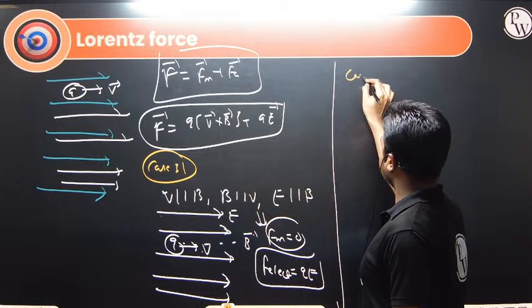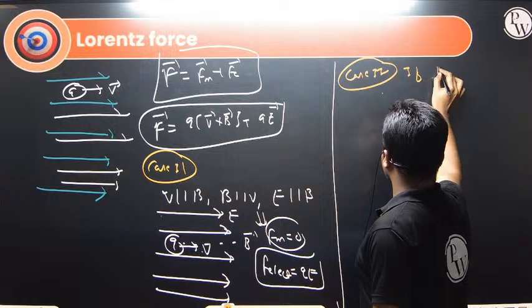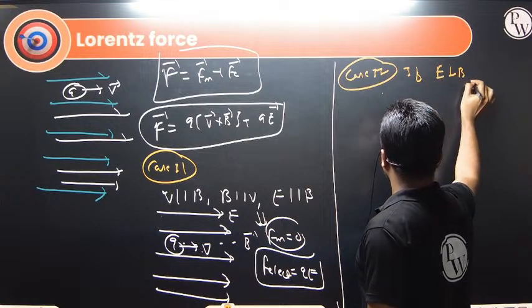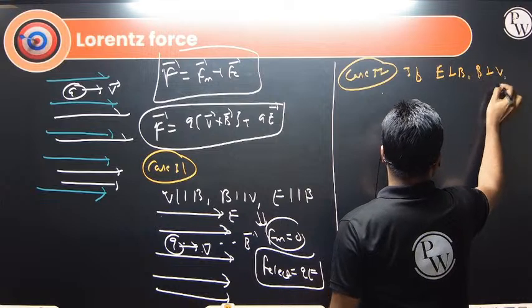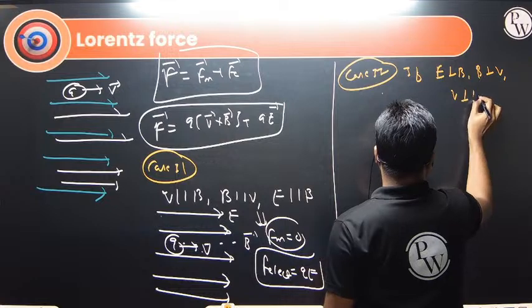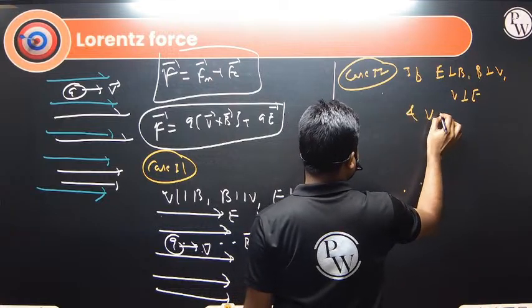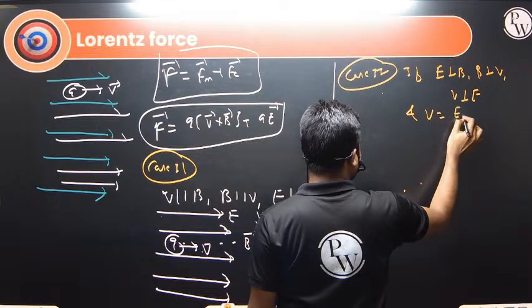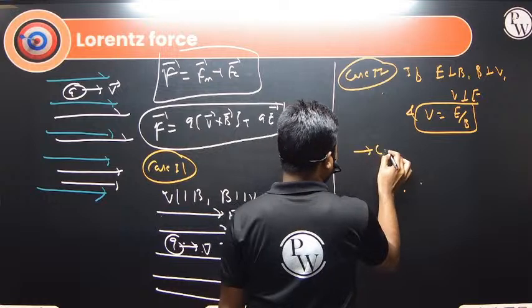What is case 2? In case 2, I am discussing when all are perpendicular. E is perpendicular to B, and v is also perpendicular to E. When all are perpendicular, and velocity is given by E by B, so when this condition is satisfied, the charged particle will move in a straight line.